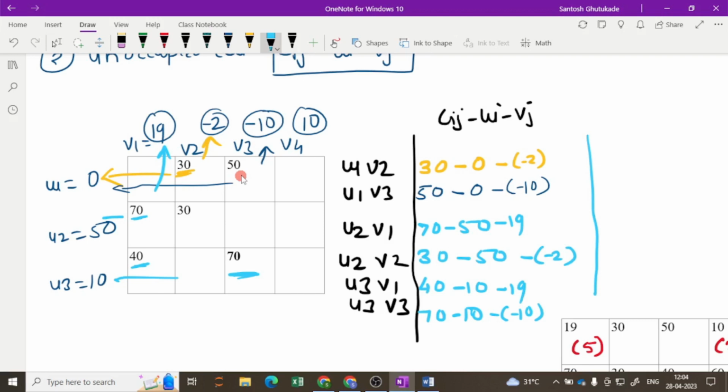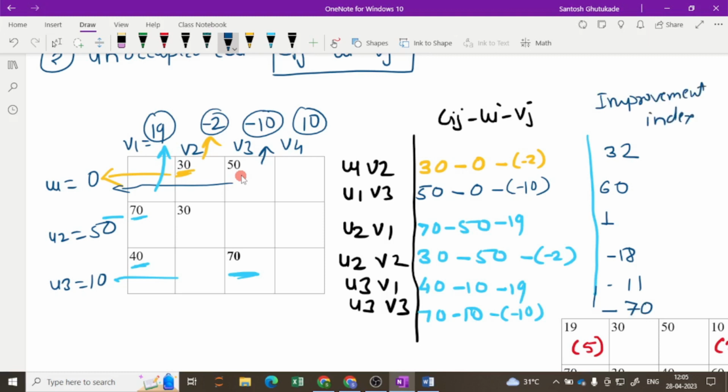So our relation becomes, 30 minus minus becomes plus, so this value becomes 32. If you solve, here it becomes plus, so it will be 60. Then 70 minus 50 minus 19 will become 1, then this will become minus 18, then here it is 11, and the last one is 70 plus minus 10, it will remain as it is, 70. So this is the improvement index.